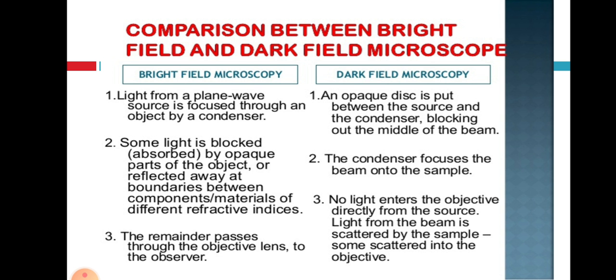Comparison between bright field and dark field microscope. In bright field, light from a plane wave source is focused through an object by a condenser, whereas in dark field an opaque disk is put between the source and the condenser, blocking out the middle of the beam. In bright field microscope, some light is blocked by opaque parts of the object or reflected away at boundaries between compounds or materials of different refractive indices. In dark field, the condenser focuses the beam onto the sample. In bright field microscope, the remainder passes through the objective lens to the observer. In dark field microscope, no light enters the objective directly from the source. Light from the beam is scattered by the sample, and some is scattered into the objective.